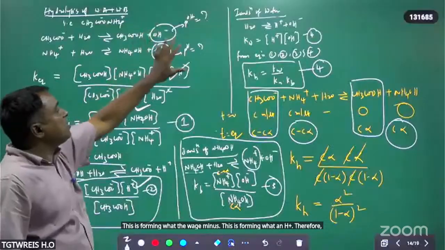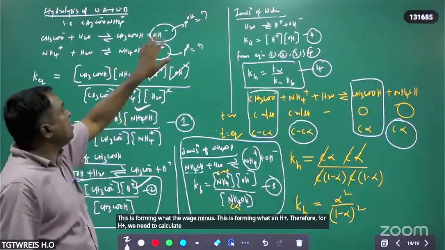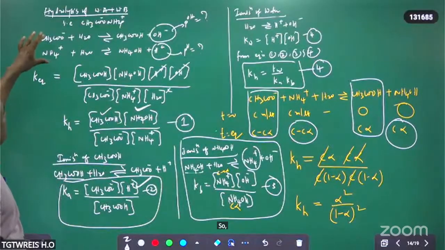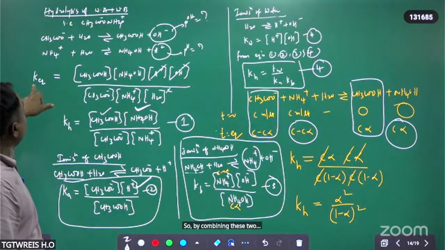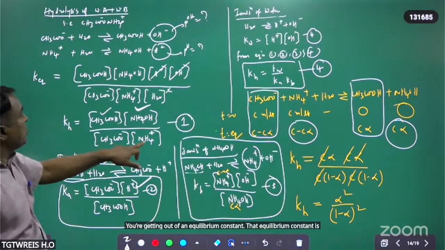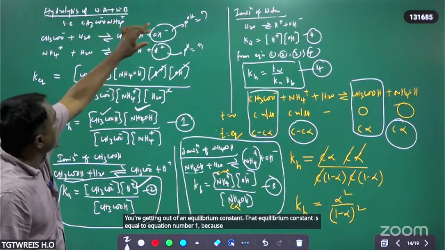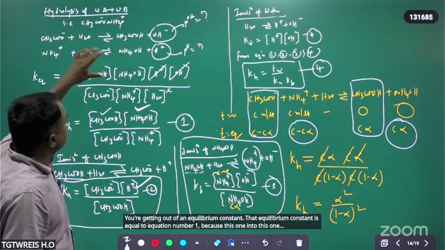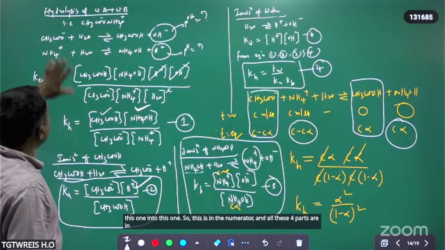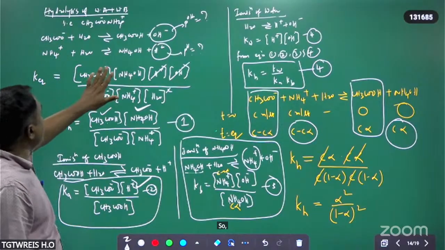Therefore, for H plus, we need to calculate the pH. For OH, we need to calculate the pOH. So, by combining these two, what do you get? An equilibrium constant. That equilibrium constant is equal to equation number 1, because this one into this one, this one into this one. So, this is in the numerator and all these four parts are in the denominator now. So, K equilibrium is equal to this one.